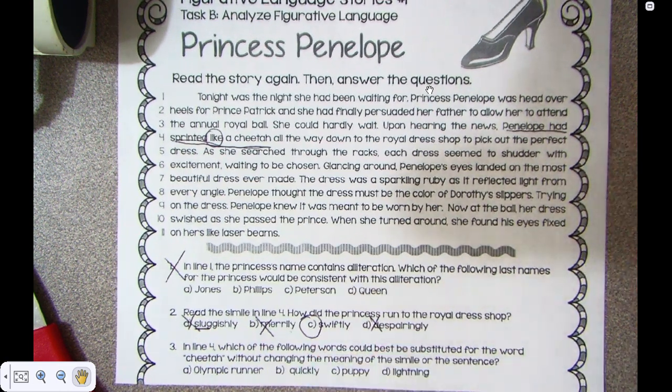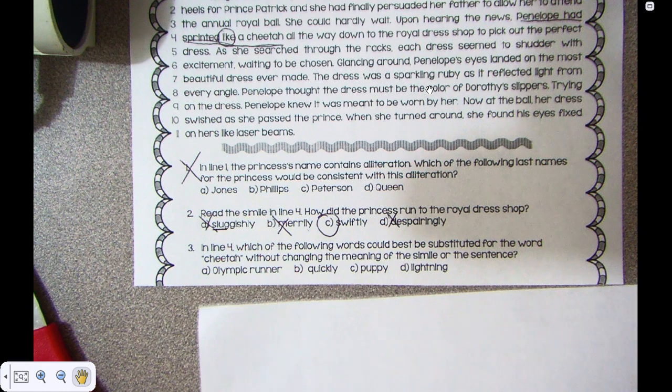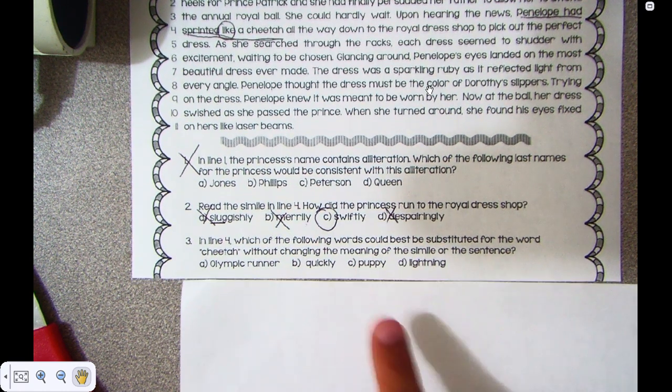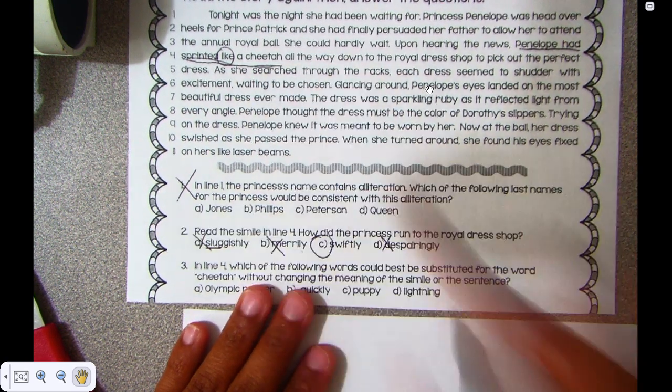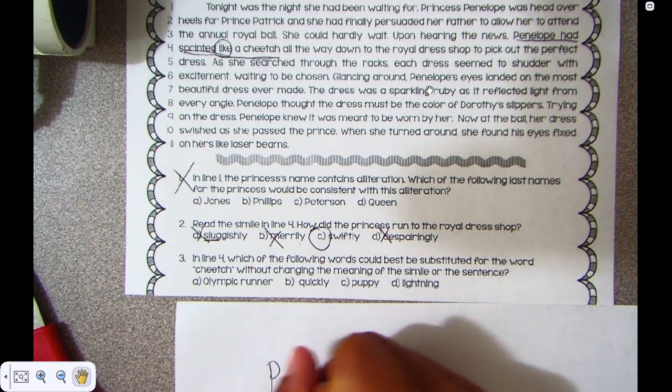So I'm going to actually start to write it. Let me get a new sheet here, and we're going to see what we can substitute. So if you want, pause the video, and for this part, write down that sentence. Penelope had sprinted like a cheetah. So pause for a second and come back once you have that.